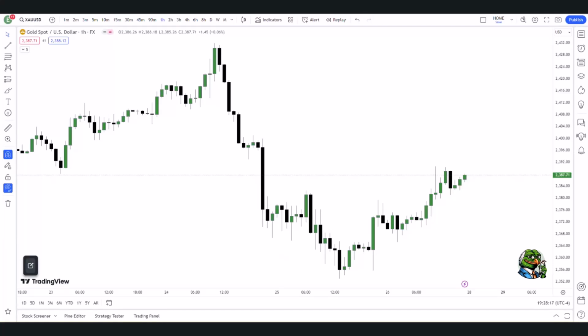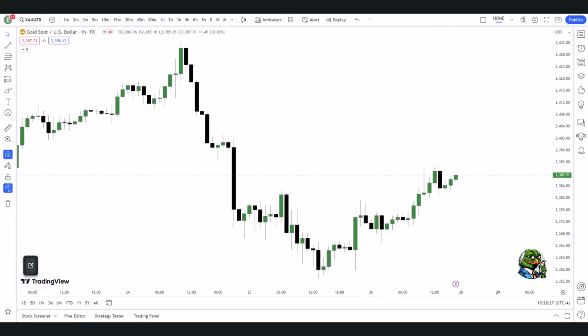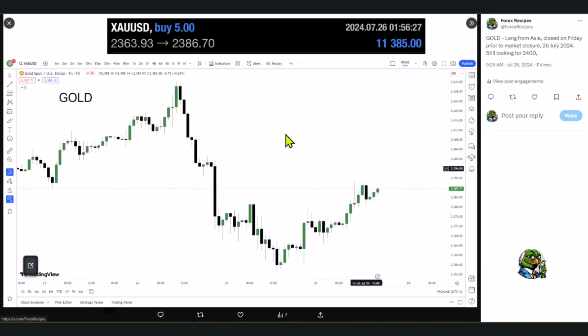This is a 1 hour chart, and I've closed my position that I took earlier on in Asia. I've just closed it now and journaled that. I've got one position that I've left open at the 5 lot. I will look at that on Monday, and I'll probably close that out. I'm still looking for 2400 to be hit.